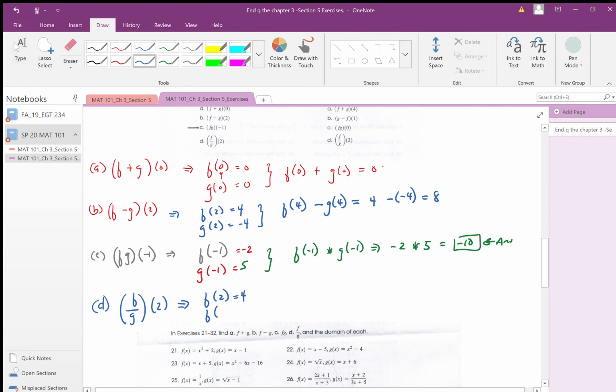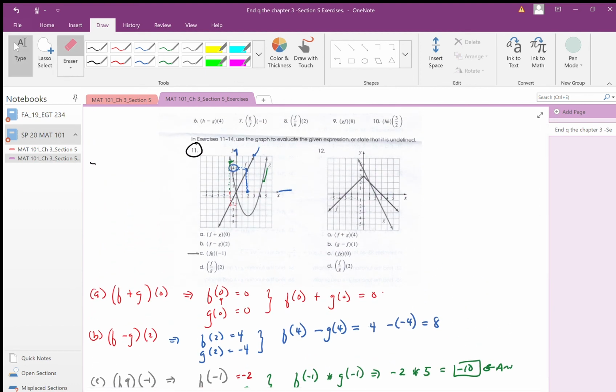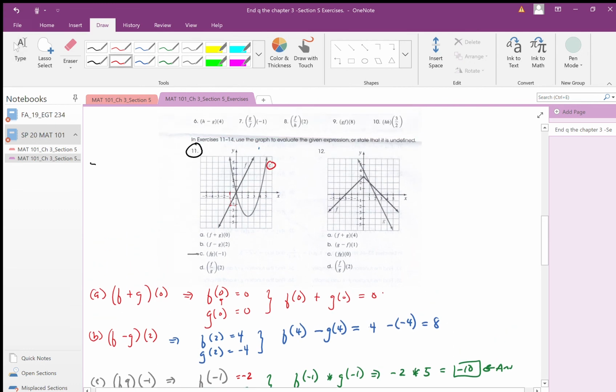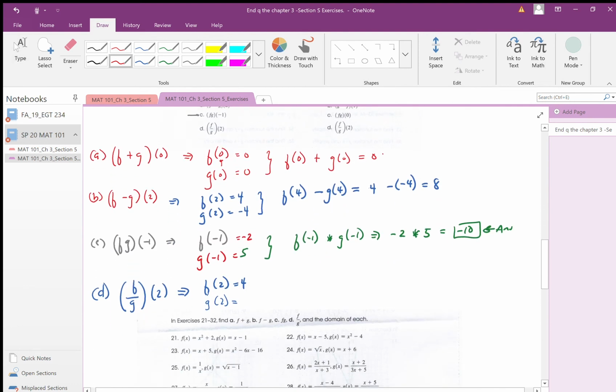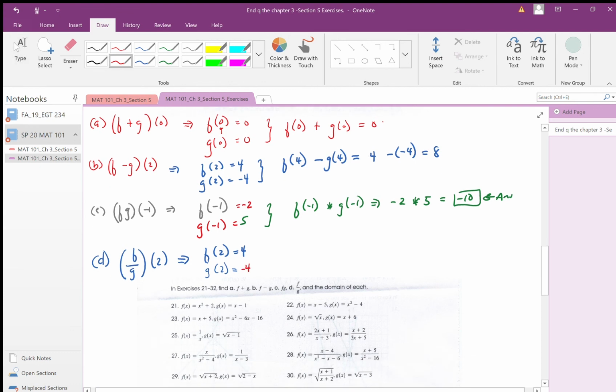Then g of 2 equals, I come down to my g graph. This is my g graph. I'm looking for when x equals 2. So when x equals 2, I come down, and that gives me negative 4 as my y value. So f of 2 divided by g of 2 equals 4 divided by negative 4 equals negative 1. And that's my answer.